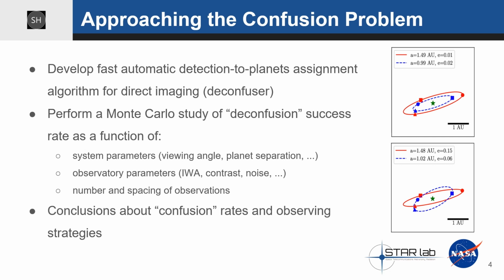The fast nature and design of the deconfuser allows for Monte Carlo studies of confusion rates as a function of various parameters. This includes the system parameters, like the viewing angle, the observatory parameters, like the inner working angle, or the number and spacing of the observations. These Monte Carlo studies allow us to then draw some conclusions about how well we can deconfuse systems and what our observation strategies need to be to keep confusion rates low.